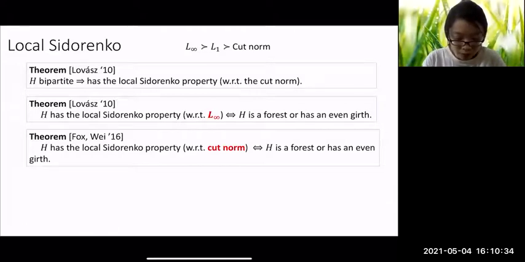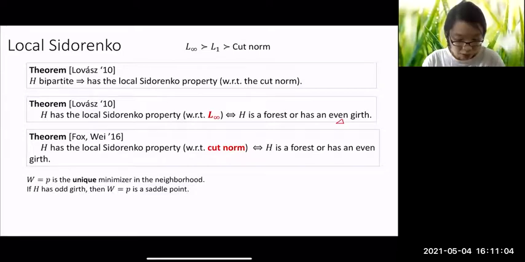And so in previous years, Fox and I showed the same characterization also holds for the cut norm. So basically under the most natural norm on graphs. So we showed H has the local Sidorenko's property with respect to the cut norm, if and only if H is a forest or has an even girth. So basically Lovász's characterization is a correct characterization even when we are talking about the most natural norm. And we further show this is the unique minimizer in the neighborhood, and if H has odd girth, then this minimizer is, well, it's not a minimizer anymore. W equals P is a saddle point.